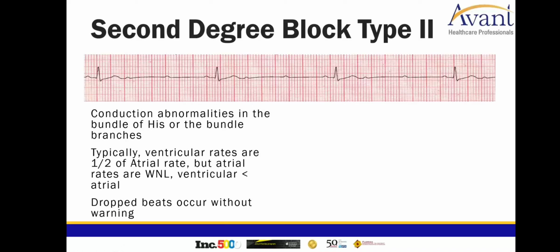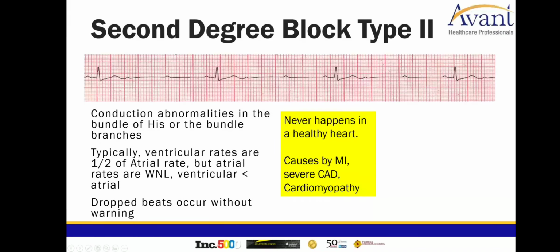there's more P's alone than there are QRS's. And typically you're going to find that the ventricular rates are going to be half of what the atrial rates are. There are always going to be dropped beats without warning. So what's going on here never happens in a healthy heart. So this is something that you really need to pay attention to.